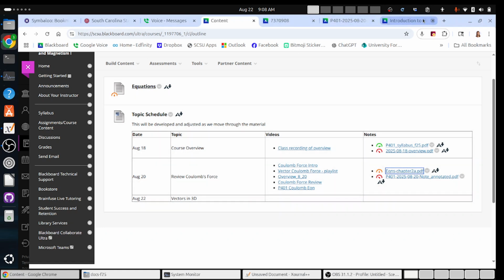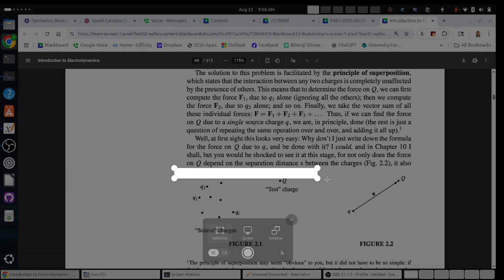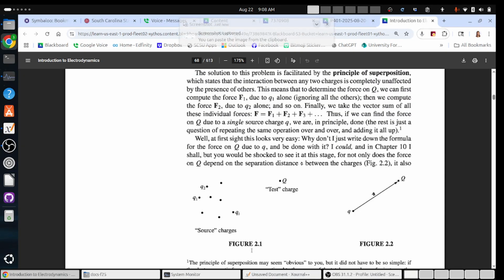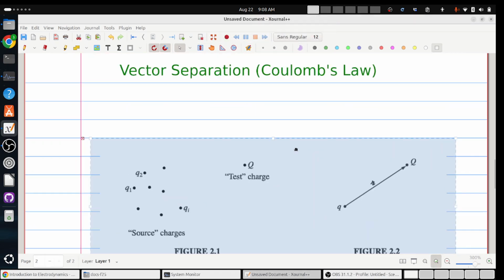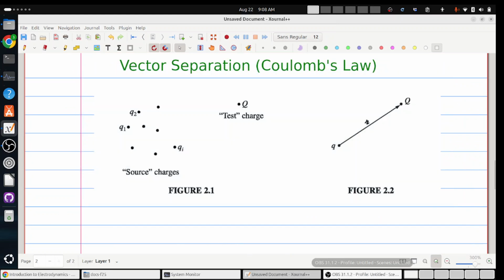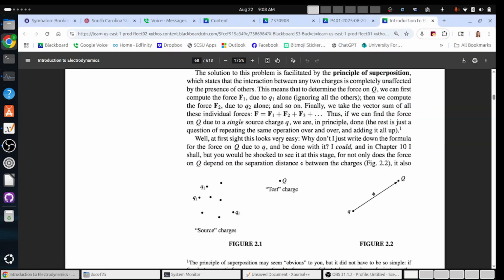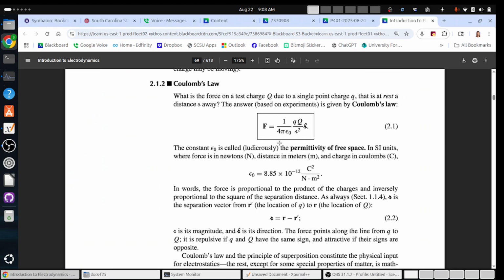And on Blackboard, we have our diagram here, which I'm going to copy and paste into our document. These are diagrams that came from the textbook from Chapter 2. And so I will put that here. And then I will also cut and paste the equation that we're going to be working with, the Coulomb's law equation.